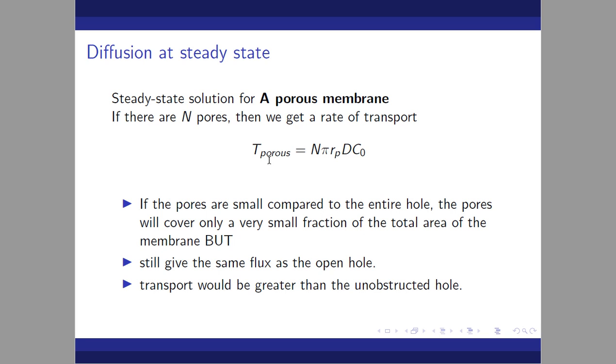Okay, so we have T porous equal to, where the membrane has N pores or N channels, N pi RP D C naught. If the pores are small compared to the entire membrane, the pores will cover only a very small fraction of the total area of the membrane, but still give the same flux as the open hole. Transport would be greater than the unobstructed hole.